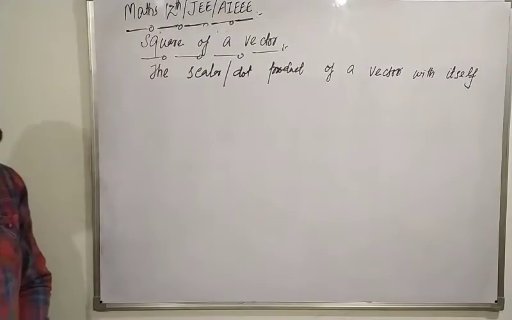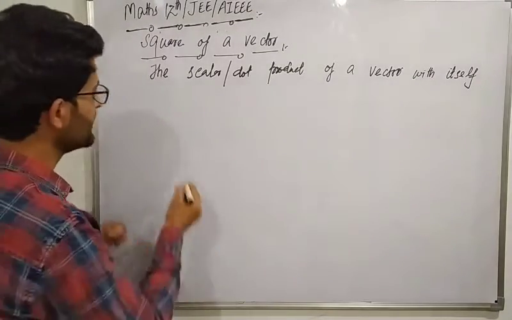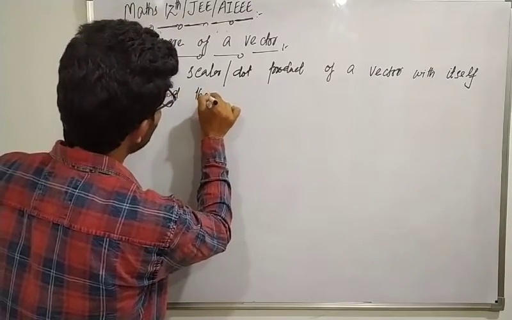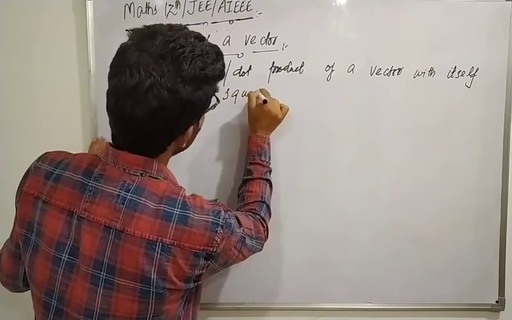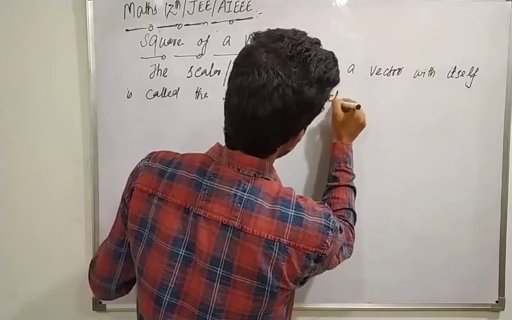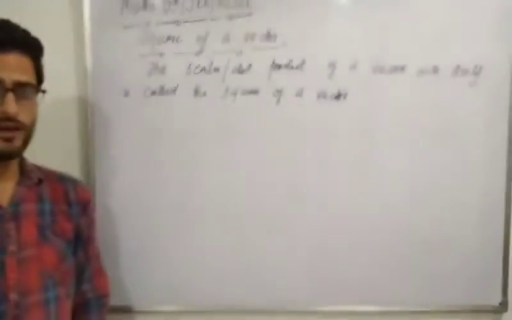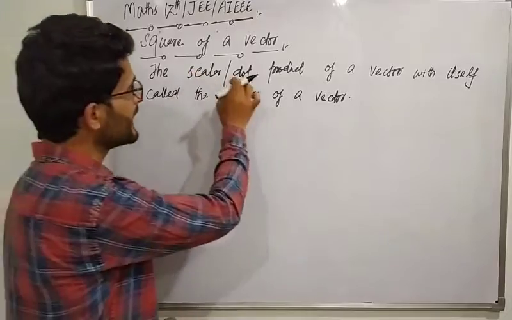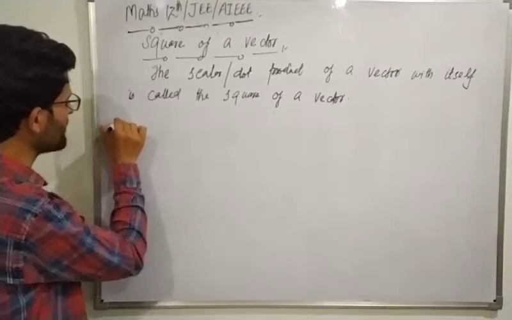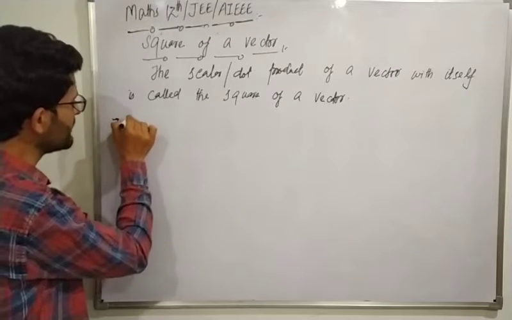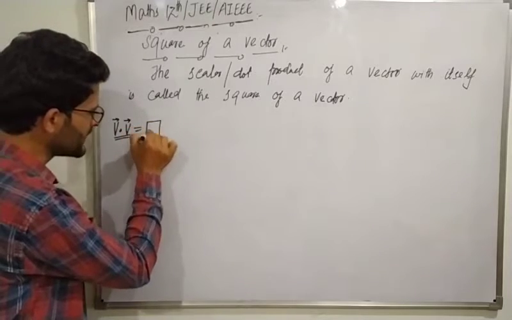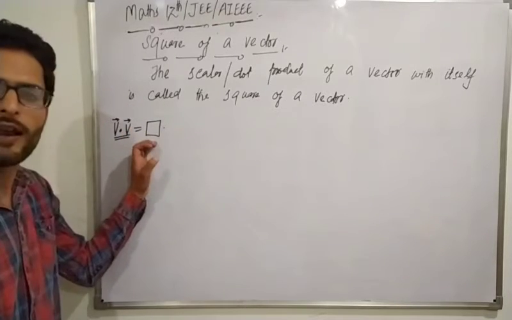The scalar or dot product of a vector with itself is called the square of a vector. एक वेक्टर का स्क्वायर क्या होता है? The scalar or dot product of a vector with itself. आपके पास एक वेक्टर, प्रॉपर वेक्टर v है. इस प्रॉपर वेक्टर v को खुद के साथ डॉट प्रोडक्ट कर दो. जो यहां से रिजल्ट आएगा उसी रिजल्ट को कहेंगे कि ये है स्क्वायर ऑफ ए वेक्टर.